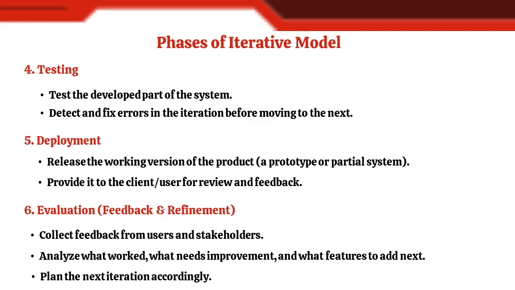The sixth phase is evaluation. Feedback is collected from users and stakeholders regarding the deployed iteration. The team analyzes what worked, what needs improvement, and what new features to add next. Based on this feedback, the next iteration is planned, and the cycle repeats until the complete system is developed.